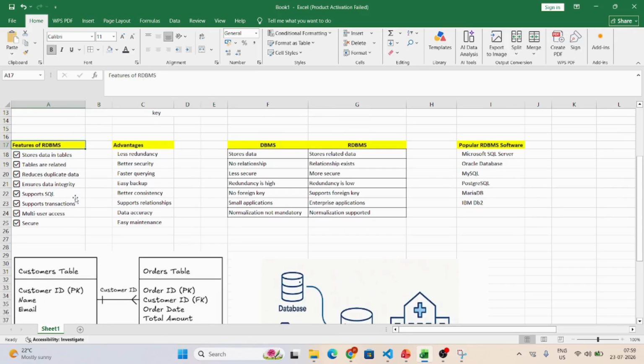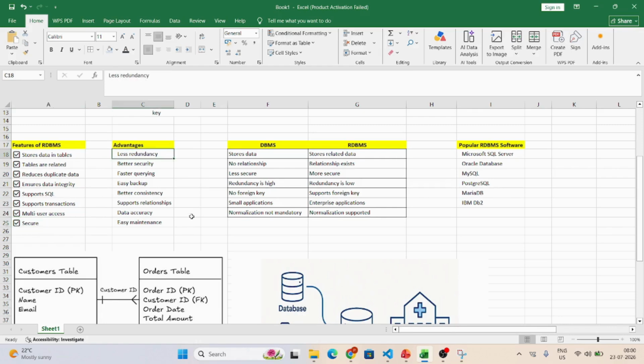Now the features of RDBMS. It stores data in tables, with columns and rows. Tables are related through relationships between the primary key and foreign key. It reduces duplicate data, where the same value is stored multiple times, and ensures data integrity. It supports SQL, structured query language, transactions, multi-user access, and security also.